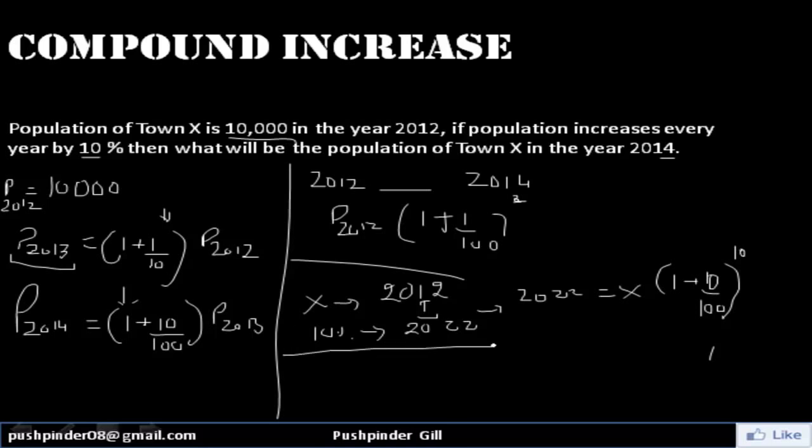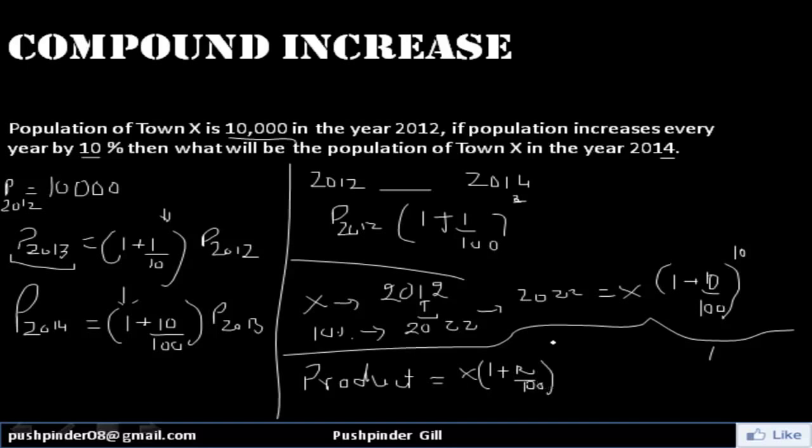Okay. So in the end, I can generalize this: in case of compound increase, that means it's constantly increasing by a specific percentage after a constant duration of time, the result is x, that is the base, into 1 plus r by 100, the rate of increase, raised to the power of the number of times it is going to increase, right? So this is the generalization of the compound increase. You get these kind of problems in compound interest. We're going to explore compound interest in the interest chapter. So I hope you all understood this.